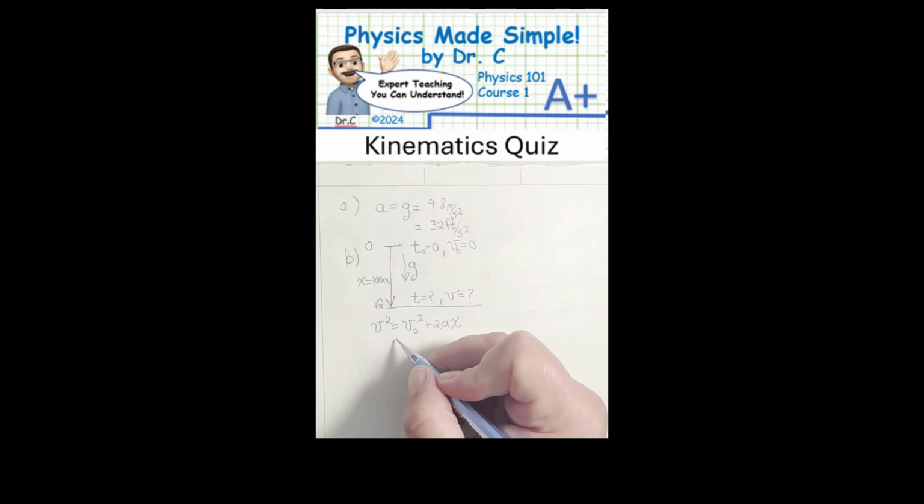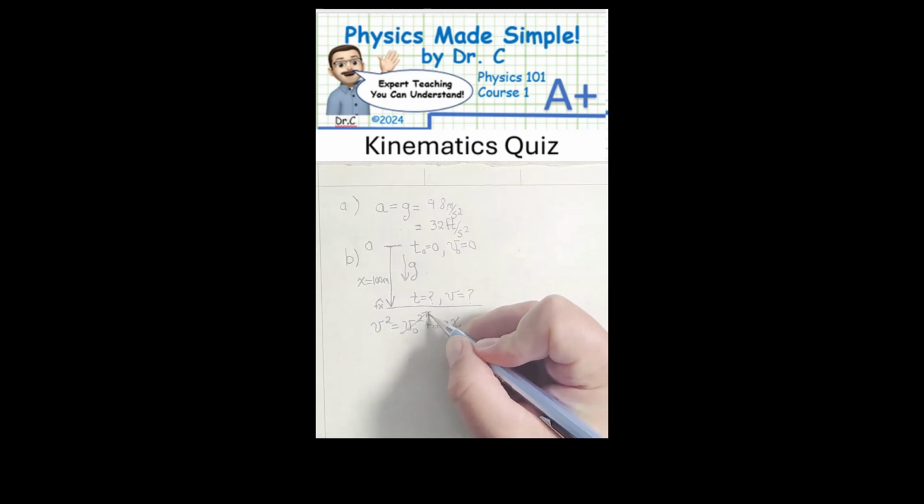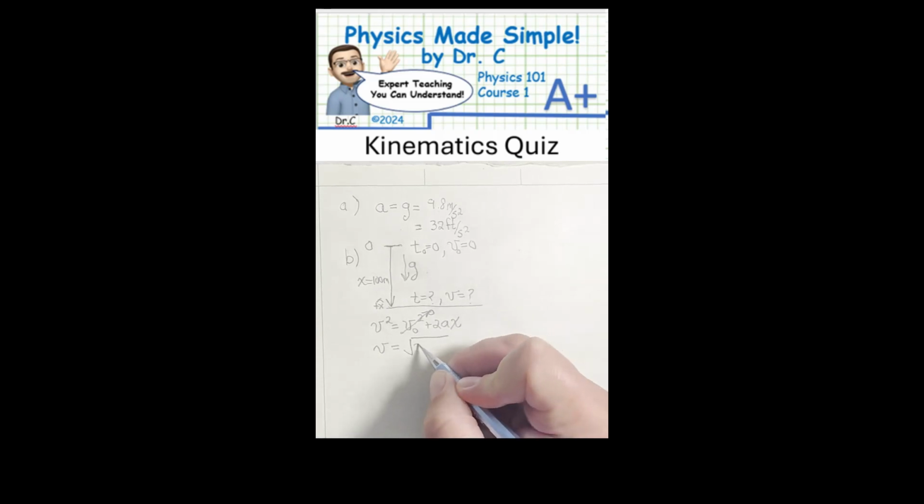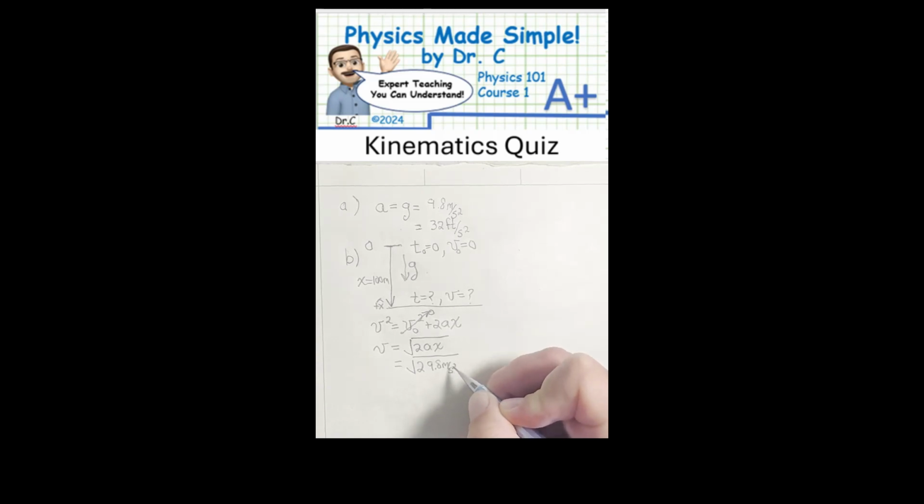So we know initially that v naught is 0, so we can solve this equation for v. v is equal to the square root of 2aX. That's equal to the square root of 2 times 9.8 meters per second squared times X, which is 100 meters.